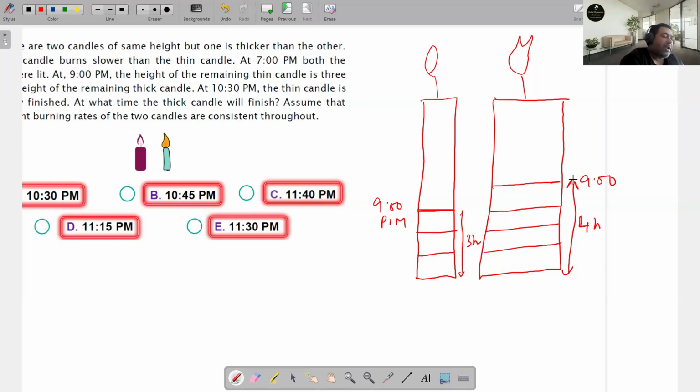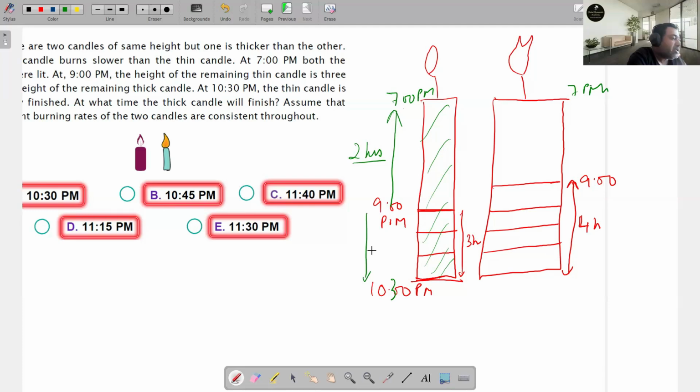At 10:30 p.m., the thin candle is completely finished. It's completely burned out. Now let's understand, if we look at the starting point, which is 7 p.m. for both of them, from 7 p.m. to 9 p.m., the time is 2 hours. And from 9 p.m. to 10:30 p.m., sorry, this is given as 10:30, my mistake, this is 1.5 hours.